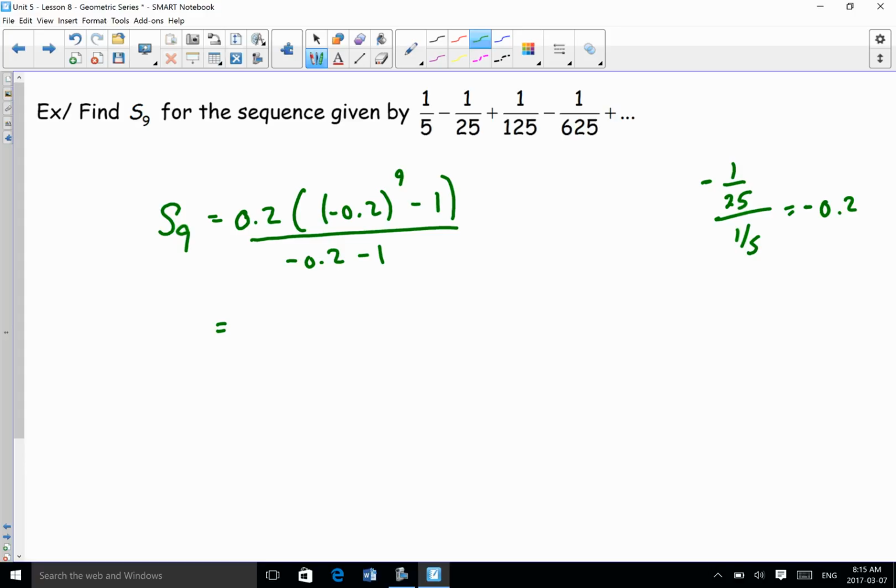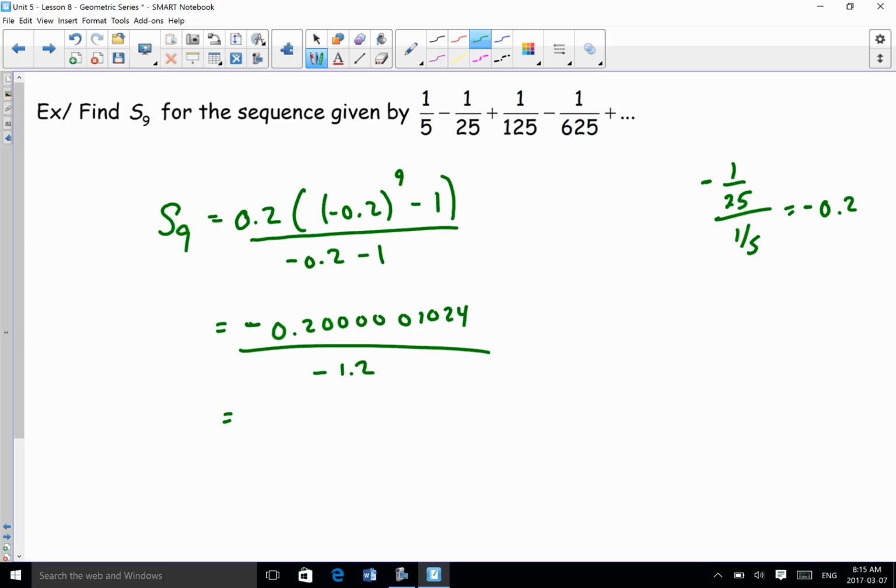So instead, this time, I'm going to work inside out. I'm going to do, on my calculator, the part inside the brackets first. So negative 0.2 to the power of 9, and then I'm going to subtract 1. So I get a big long answer. But instead of writing it all down, I'm just going to multiply that by 0.2, that part outside, and I'll write down that number. So negative 0.2, 1, 2, 3, 4, 5 zeros, 1, 0, 2, 4, all over negative 1.2. And two negatives will make a positive.